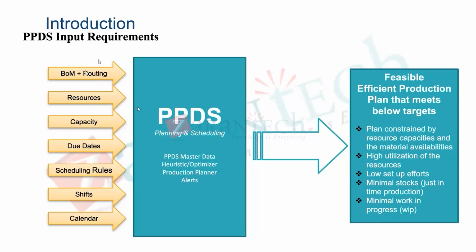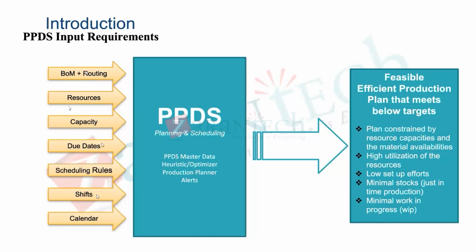Under the recipe or routing, we assign different resources because you need to produce on some resource, and refer to the capacity of that resource. All these things are input to PPDS. Then you have a due date, like when do you want to finish this production, so you need to follow that due date also. You have to assign some scheduling rules, whether you need to go in a backward direction, forward direction, or backward forward, or on time and so on. So different rules you should see.